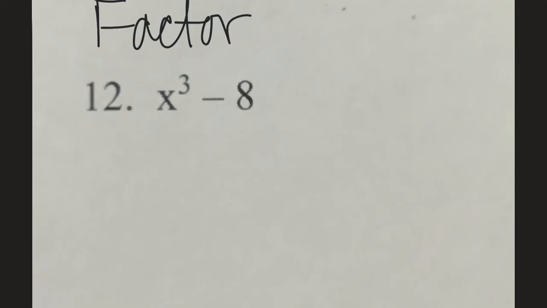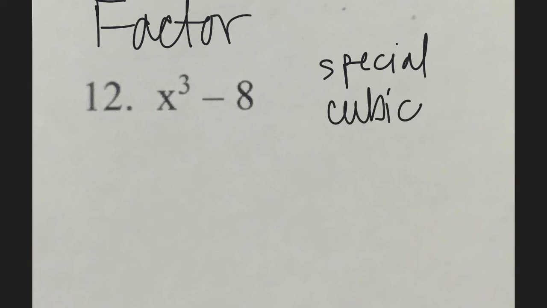Okay, number 12 wants us to factor. Hopefully you're able to recognize this is a special cubic factorization, and there's a formula for that. Of course your internet can tell you exactly what that formula is, because Lord knows I haven't memorized it. But as you do these more and more often, hopefully you will be able to recognize when to use this. So in general, if I had a cubed minus b cubed.